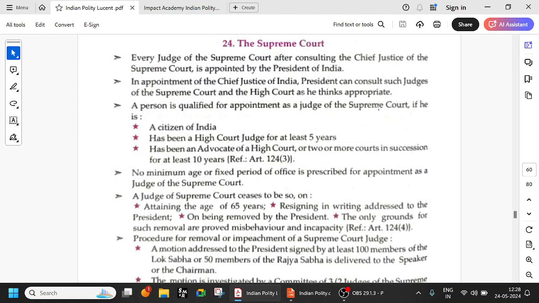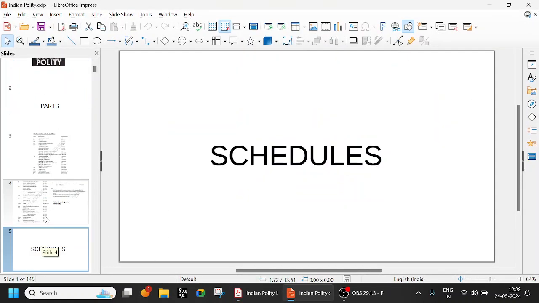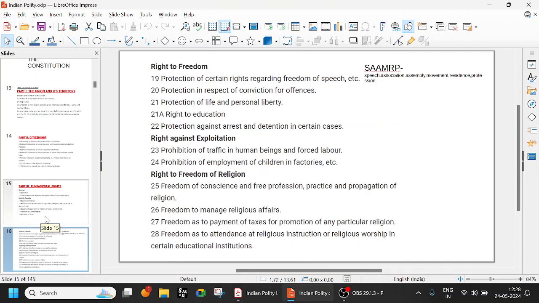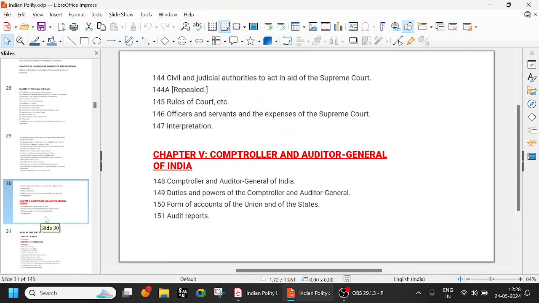So in order to become a judge of the Supreme Court, you should already be a judge in a High Court for at least 5 years, or if not a judge, then an advocate of a High Court or two or more courts in succession for at least 10 years. This is Article 124.